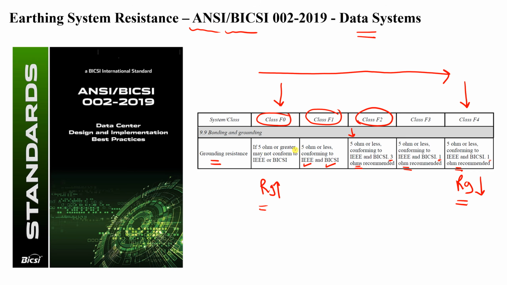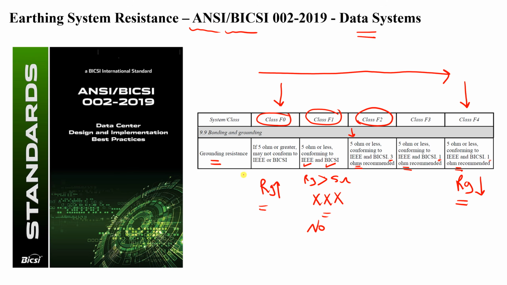You can see if 5 ohm or greater, it may not conform to IEEE or PIXI. 5 ohm or less conform to IEEE and PIXI. So it means that if these two are less than 5, you are conforming to IEEE. However, greater than 5 ohm here, not conforming, okay, directly not conforming, okay.